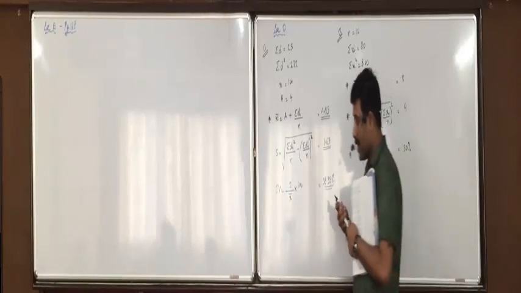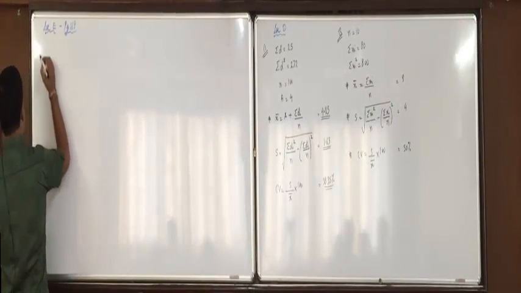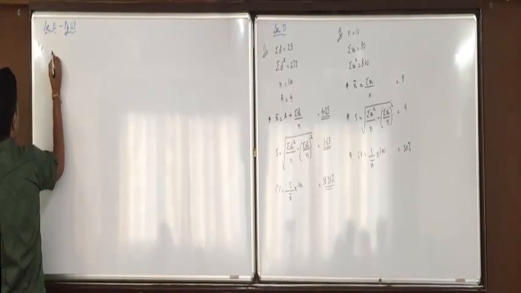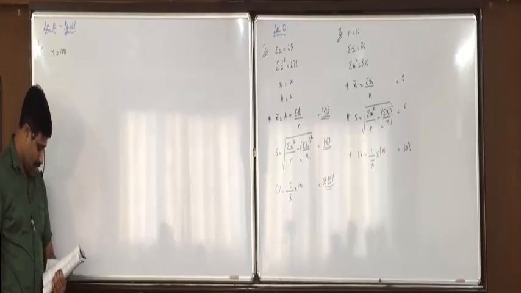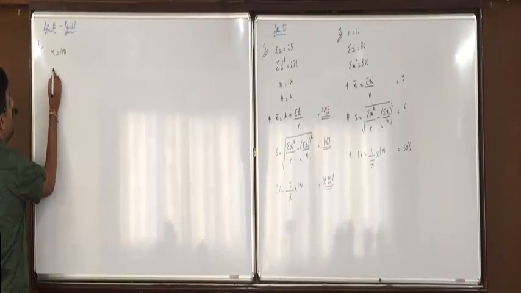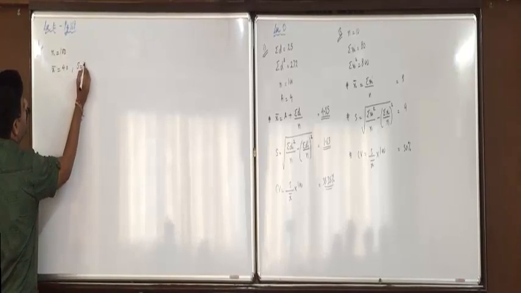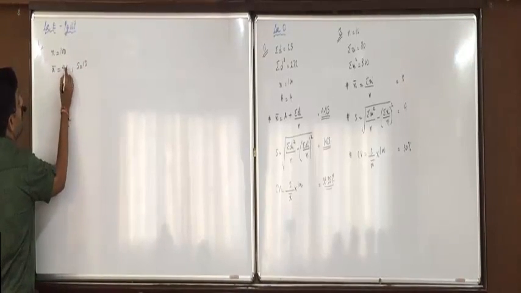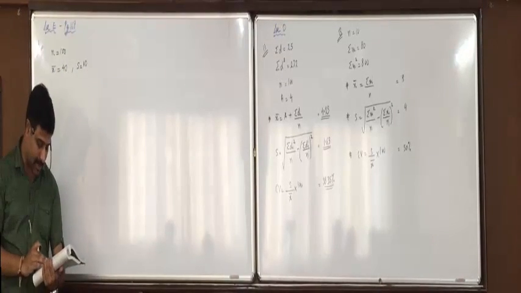So look at the question. For a sequence of 100 observations, so we can say n is equal to 100. The mean and standard deviation are 40 and 10 respectively, means X bar is 40 and S is 10.